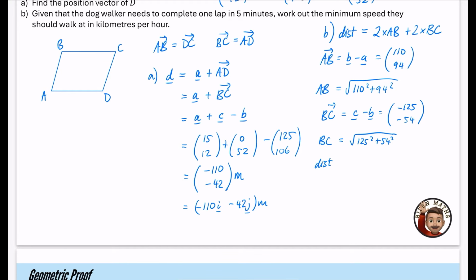So the distance is going to be equal to, and I'm going to put this all on my calculator, 2 lots of the AB distance plus 2 lots of the BC distance. So I'm going to get that, and that's going to be my distance in meters, right? So I'm going to do 2 lots of the square root of 110 squared plus 94 squared plus 2 lots of the square root of 125 squared plus 54 squared. And we get in meters, this is 561.716.